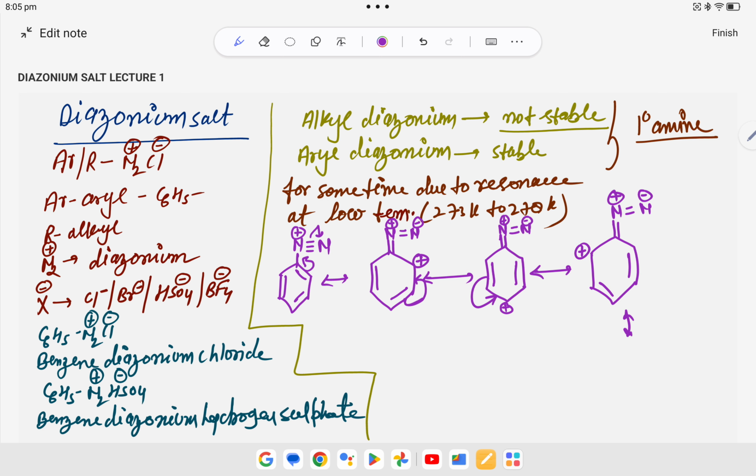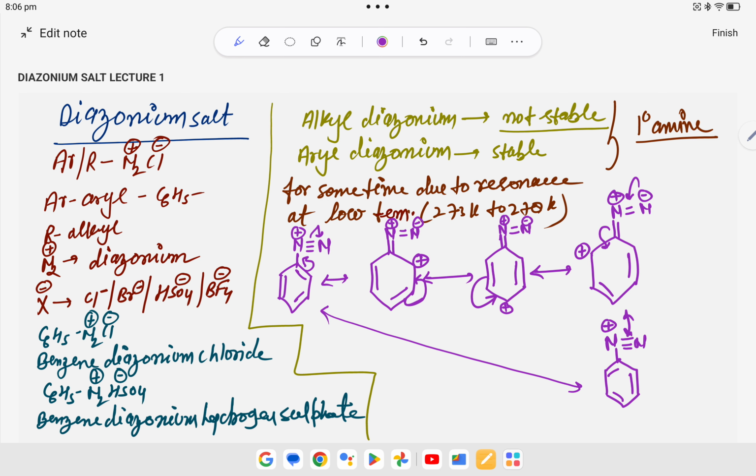In the next step, what happened? These electrons shifted here and these electrons reverse back here. So what are we getting? This bond position as it is, here double bond generated, here nitrogen, and here triple bond nitrogen, and this nitrogen is having positive sign. So these two, check it. Because of this resonance, aryl diazonium salts are stable for some time.